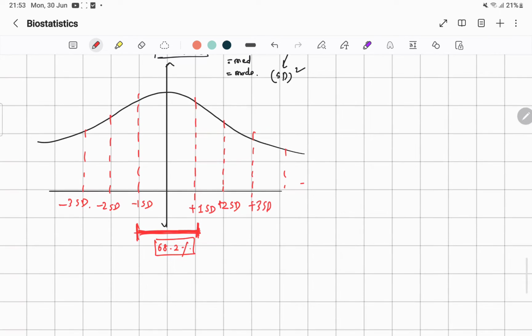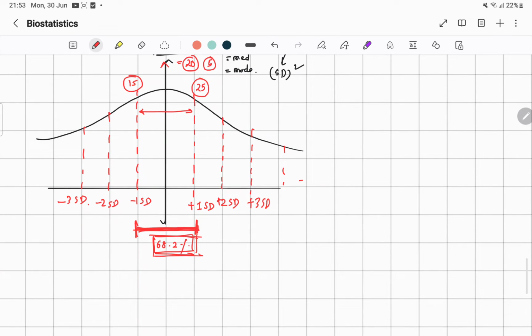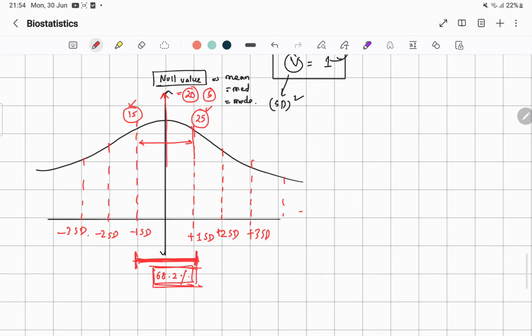Whenever someone tells you that the mean value is 20 and standard deviation is 5, plus 1 SD means this will be 25, right? And minus 1 means this will be 15, 20 minus 5. So what percentage of population will lie between 15 and 25? 68.2% of population will lie between 15 and 25. What percent of population lies between 20 and 25?